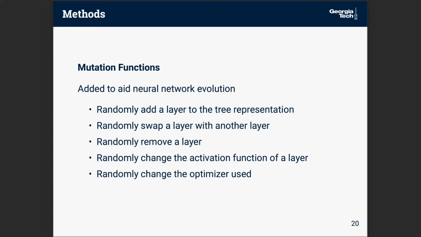We also added in mutation functions to aid neural network evolution. Specifically, we added the ability to randomly add a layer, randomly swap a layer with another layer, randomly remove a layer, randomly change the activation function of a layer, and randomly change the optimizer used.